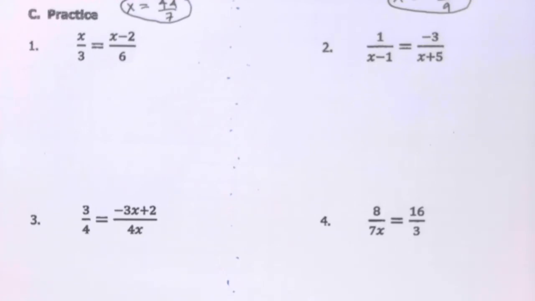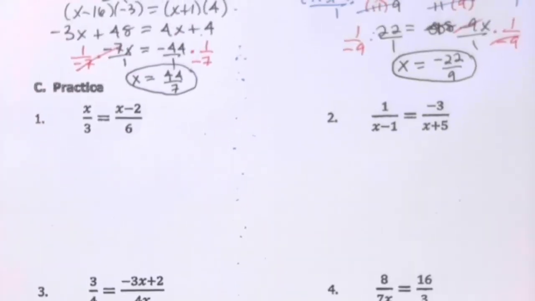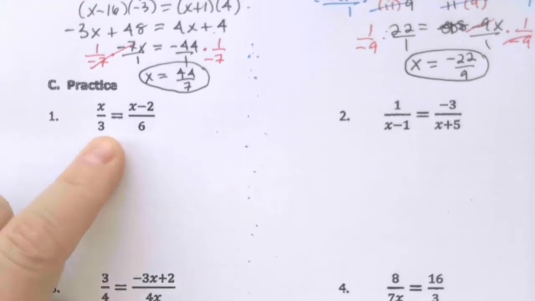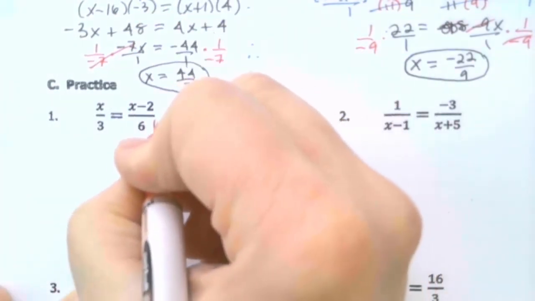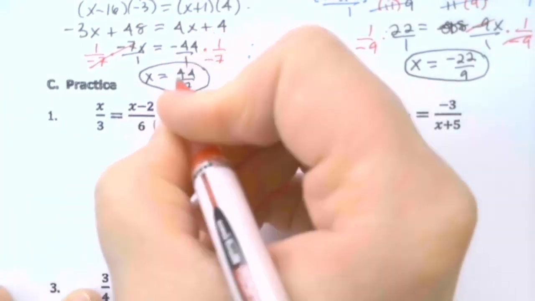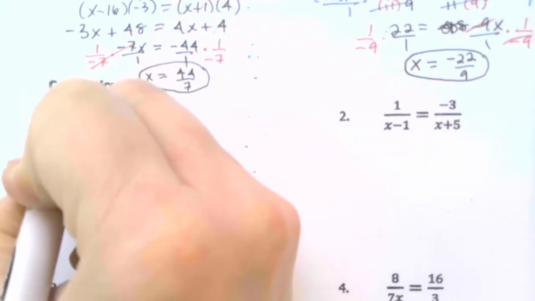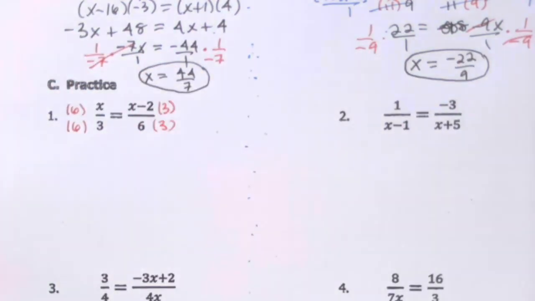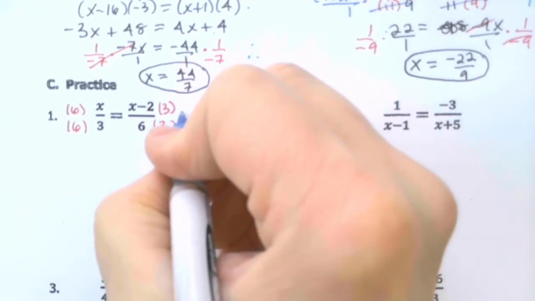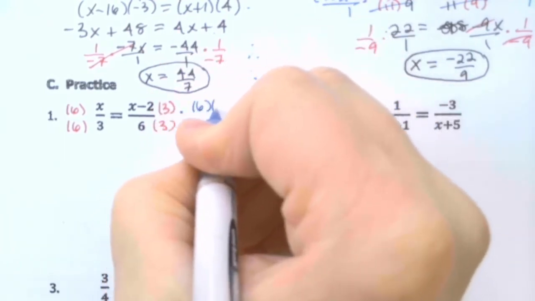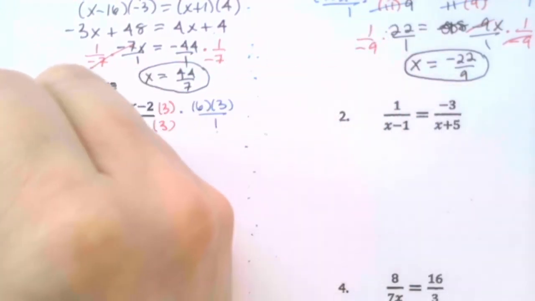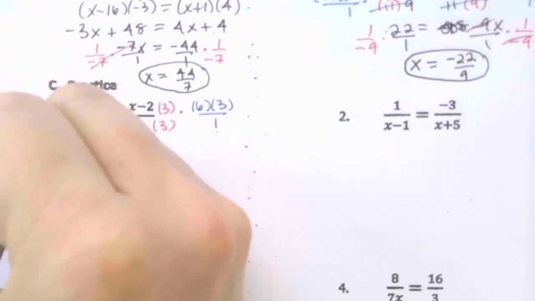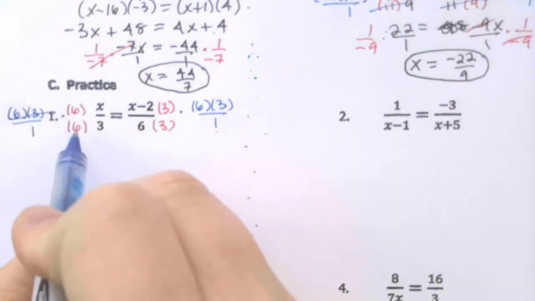Okay, restarting. Here we go. We need to get rid of the 3 and the 6. So I need a common denominator. I'm going to multiply by 3 over 3 and 6 over 6. So we multiply by the reciprocal, 6 times 3 over 1 on both sides, which causes the bottom to cancel out.